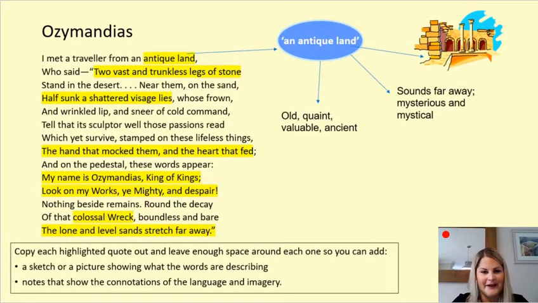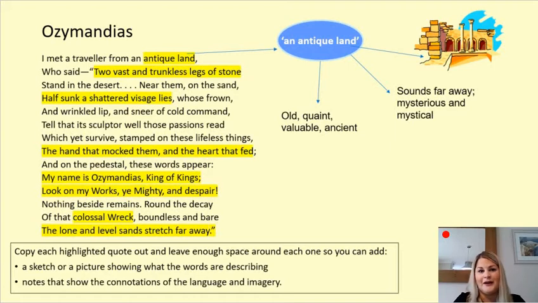Okay, next bit. So I'd like us to pick apart the poem in a little bit more detail. I'm not going to get you to copy the whole thing out because that seems like madness when you're going to be given anthologies when we return to school. So what I've done is I've highlighted different parts of the poem, and they're the quotes I'd like you to look at. And what I'd like you to do with each quote is copy it out into your exercise books or on a Word document and do a sketch or insert a picture of what the words are describing, and then think about the connotations of the words, so what you associate with them. So I've done an example up there.